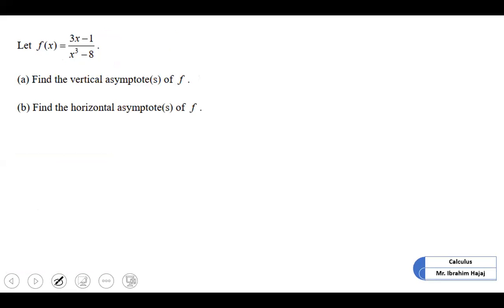Next question. Let f of x be equal to 3x minus 1 over x cubed minus 8. Now, letter A, we would like to find the vertical asymptote or asymptotes of f, and letter B, find the horizontal asymptotes of f. So in letter A, to find the vertical asymptote of this function, we have to let the denominator equal 0. So x cubed minus 8 is equal to 0. You can take the 8 to the other side, it will be positive, and then take the cubic root of each side. So x is equal to what? 2.